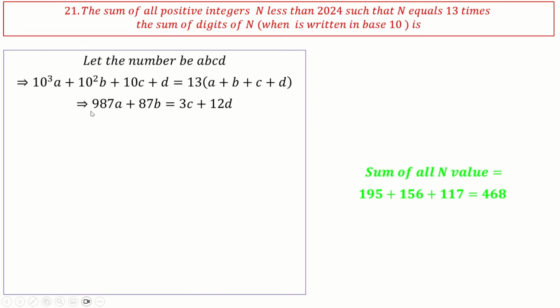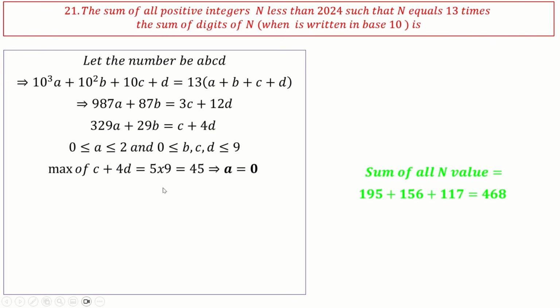Now, if I simplify this, this is nothing but 987A plus 87B equal to 3C plus 12D. Simplify further, divided by 3. You get 329A plus 29B equal to C plus 4D. Now, I know my restrictions. A is 0 to 2 because n should be less than 2000. Correct? And BCD can be 0 to 9 anything. So, now I just need to apply my conditions properly.